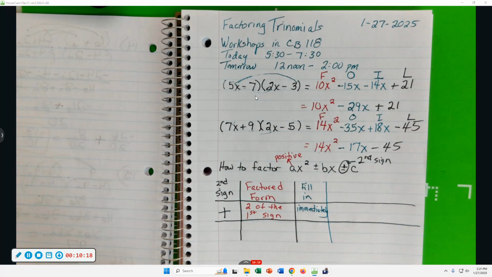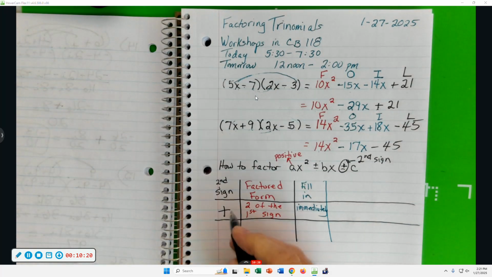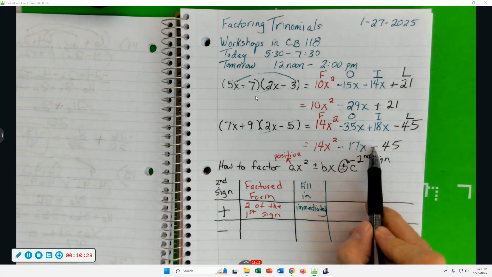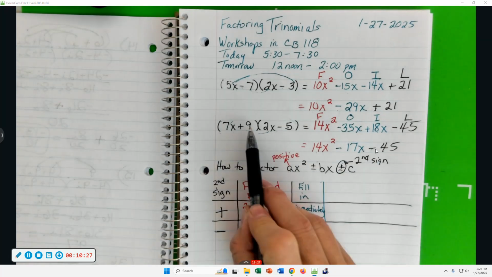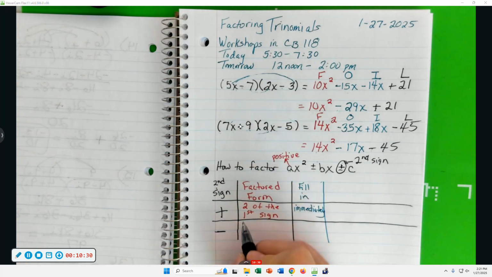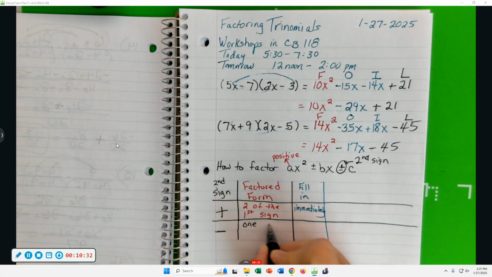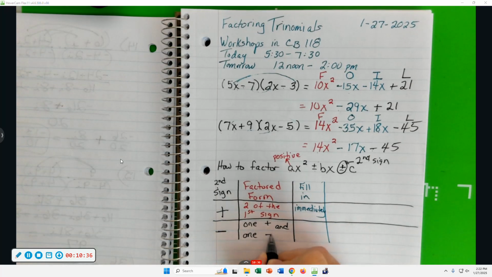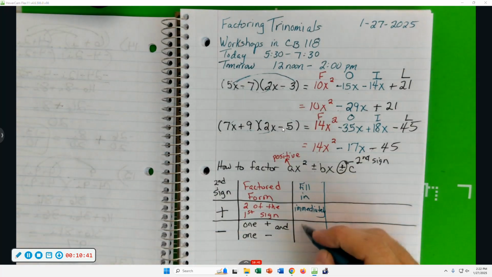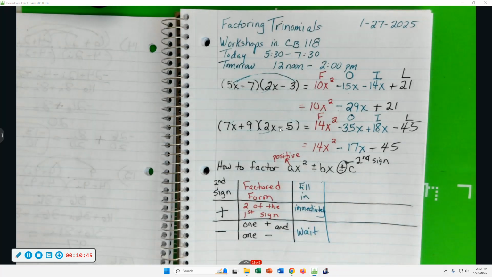Now, what about if the second sign is minus? If the second sign is negative or minus, what sort of numbers multiply together to give a negative? Well, 1 positive and 1 negative. So if that last sign is a minus, you're going to have 1 of each sign in the parentheses. You'll have a plus in one of the parentheses. You'll have a minus in the other parentheses. And you'll wait to fill in the signs.